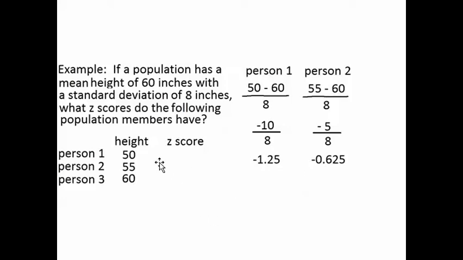So far we can see that since these two people are both below the mean of 60, they both have negative z-scores. Now what about this person right here, who's 60 inches tall? This person is right at the mean of 60, so we already know that that person's z-score is going to be 0, but let's go through the formula just to show that that's true. We take the person's height of 60, subtract the mean of 60, and the top comes out to 0. And 0 divided by anything equals 0, so this person's z-score is 0.